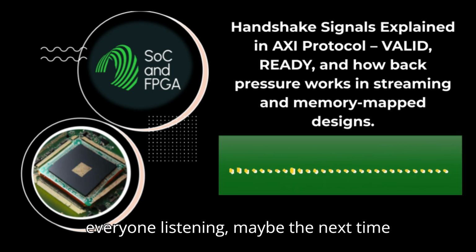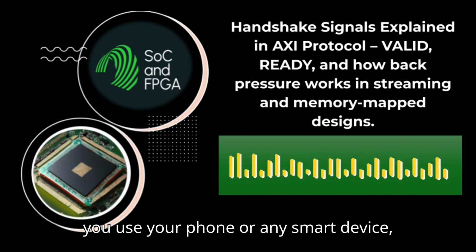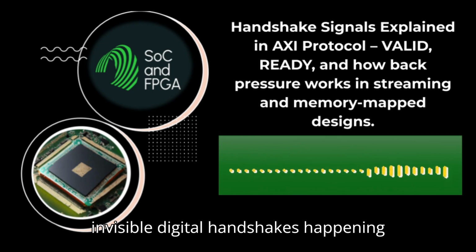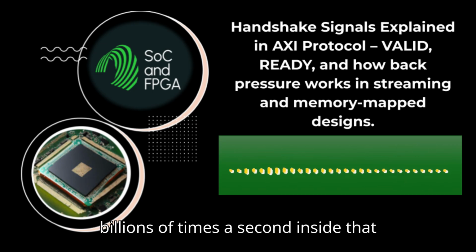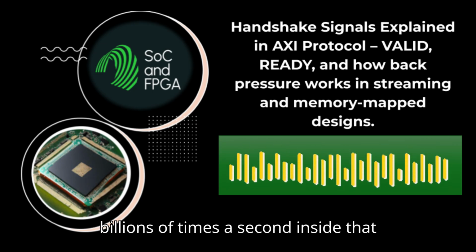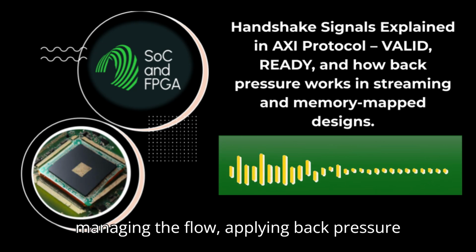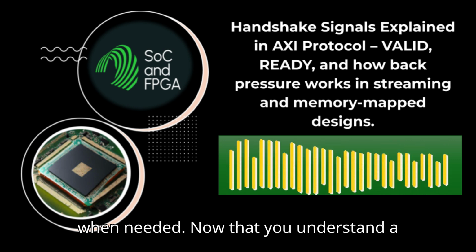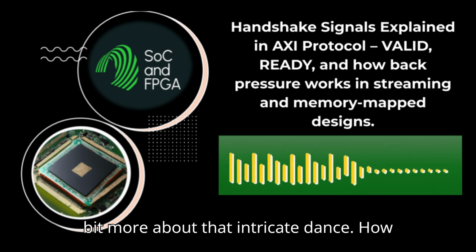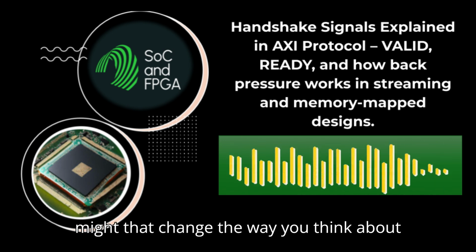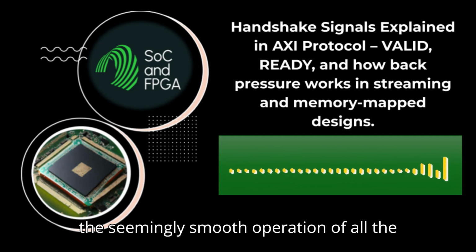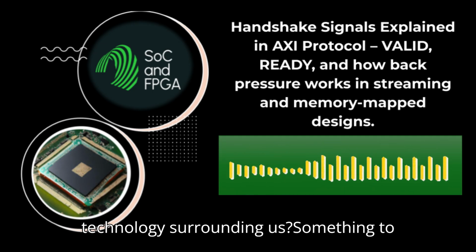So for everyone listening, maybe the next time you use your phone or any smart device, take a second to think about those invisible digital handshakes happening billions of times a second inside. That sophisticated traffic control system, AXI, managing the flow, applying backpressure when needed. Now that you understand a bit more about that intricate dance, how might that change the way you think about the seemingly smooth operation of all the technology surrounding us? Something to ponder.